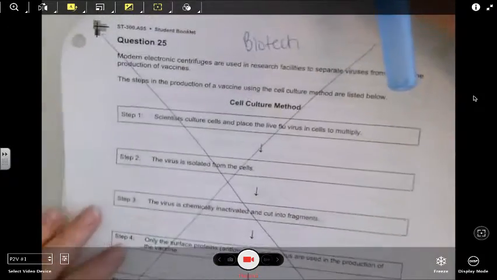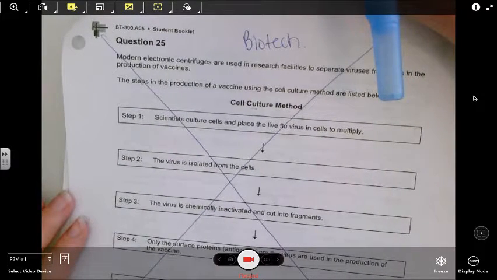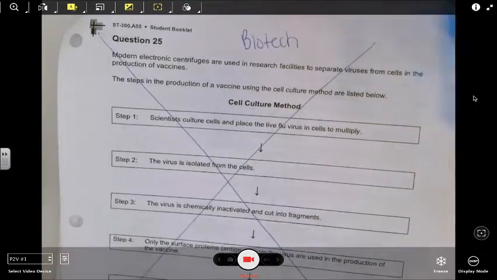Okay, so like I said, we do not have to do number 25 because this was a biotechnology question, so please don't freak out if you did not know how to do question 25. All right, so that's pretty much that.